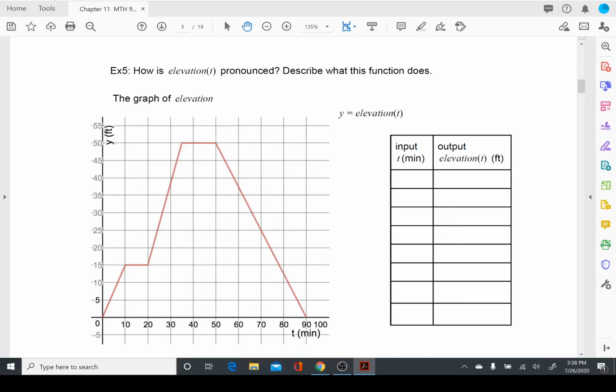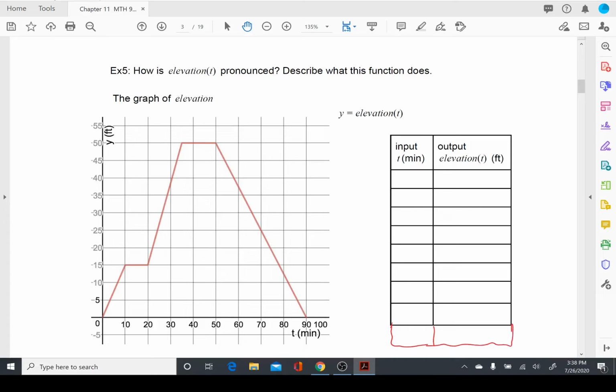And what does it do? At various times, we're going to get output elevation. So if we input a time, we will get the output of an elevation. So we must be hiking up a mountain. And I see that there's 9 times down, and 1, 2, 3, 4, 5, 6, 7, 8 boxes. Well, oh well, I'm going to add a 9th box just so I can have it be neat.